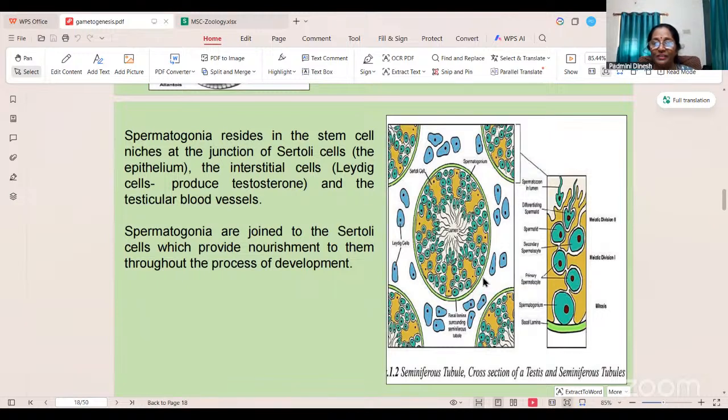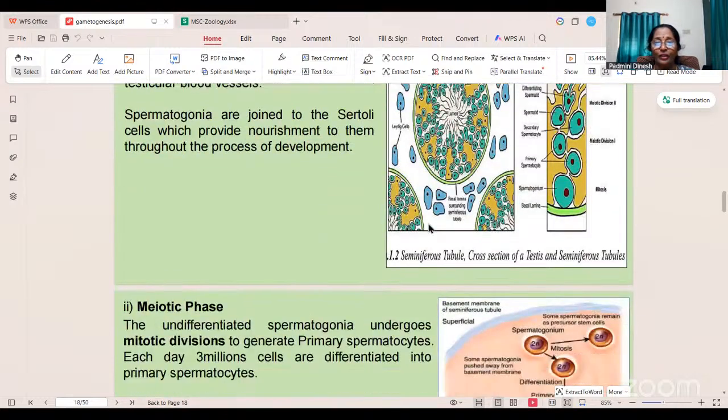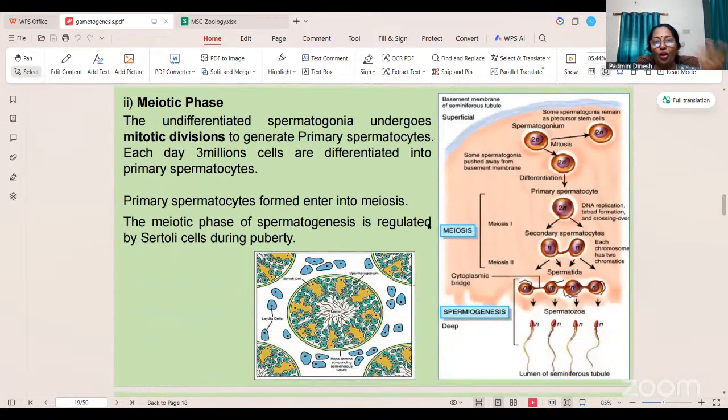And there are some blood vessels interspersed in between. The blood vessels supply oxygen. The Sertoli cells nourish the developing spermatogonia. And the Leydig cells produce the hormone testosterone in males. Okay. Now, the spermatogonia join to the Sertoli cells. Why? Because they have to be nourished for each cell division that has to occur. So the Sertoli cell is also important during the process of development. Now, that is the proliferative phase.